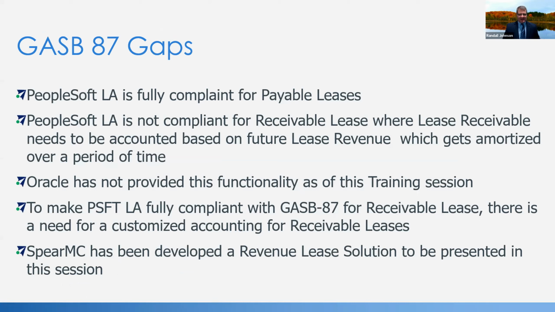PeopleSoft is fully compliant for payables leases, no matter what your accounting basis. Just be satisfied with that statement. It is not compliant on receivables leases for GASB. Okay, this is where the revenue gets amortized. And there is no Oracle delivered solution as of this presentation, not a training session.